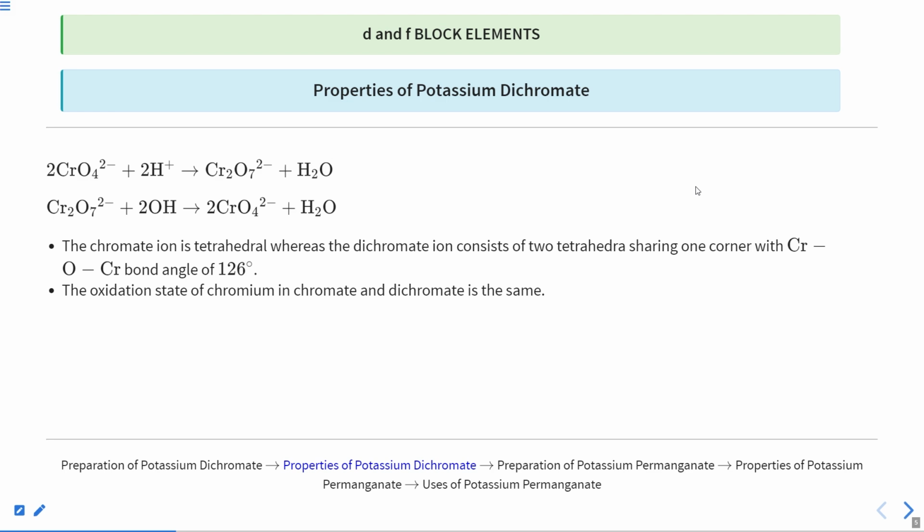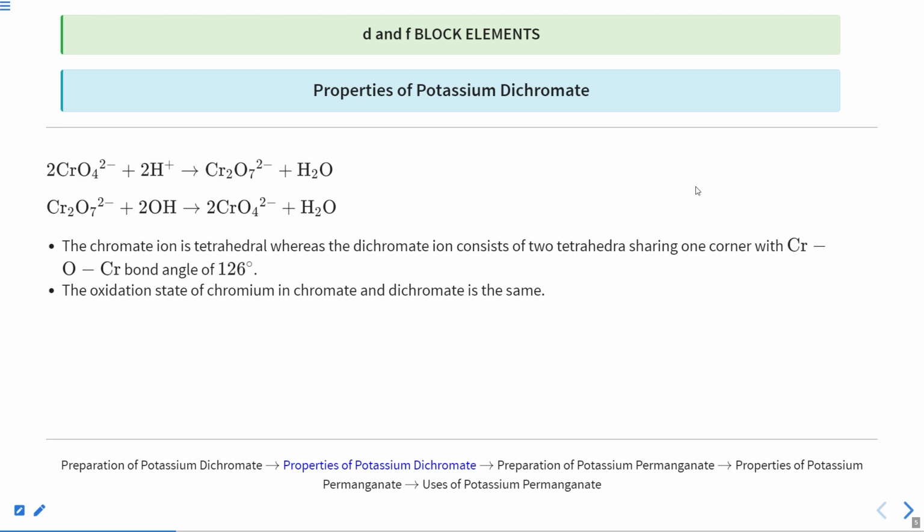Now the oxidation state of chromium in chromate and dichromate is the same. This is very important, that the oxidation state is not changing here. So in both chromate and dichromate, the chromium has the same oxidation state. So what will that oxidation state be?